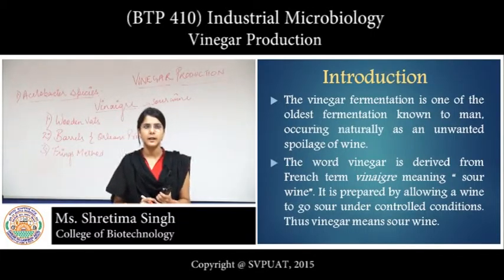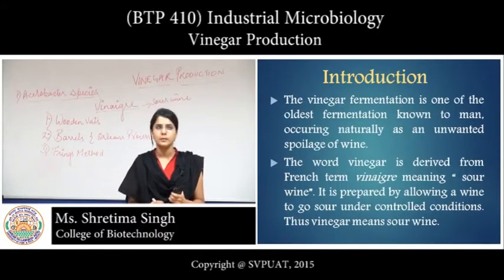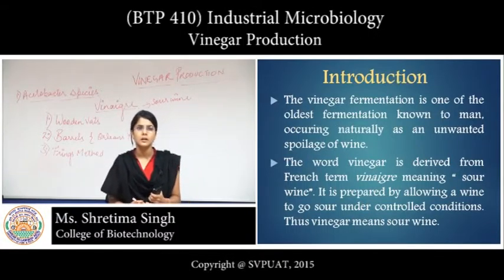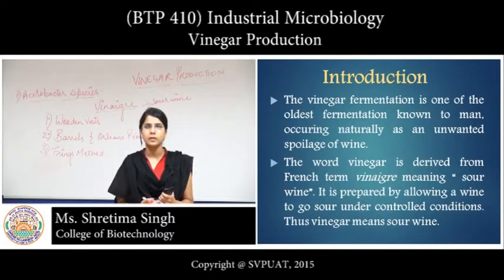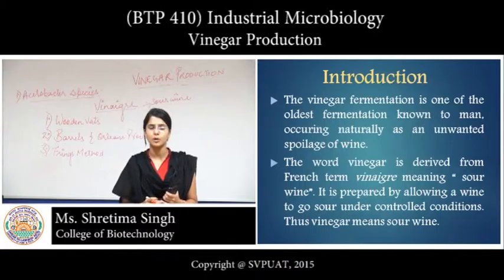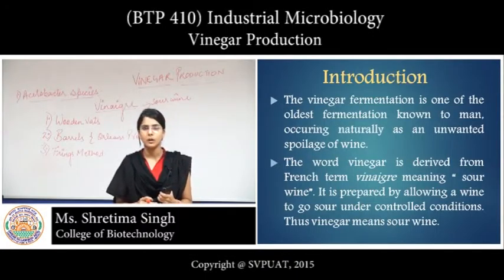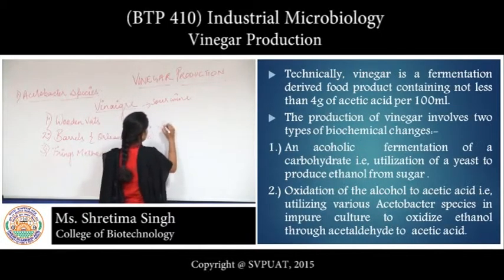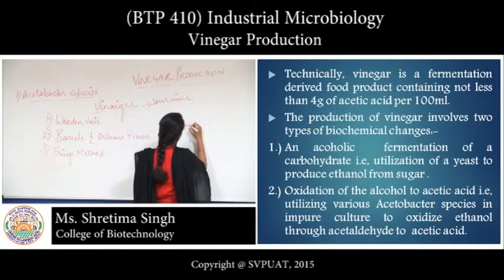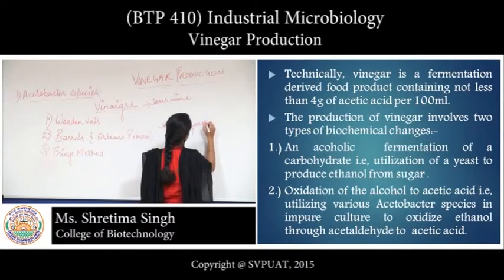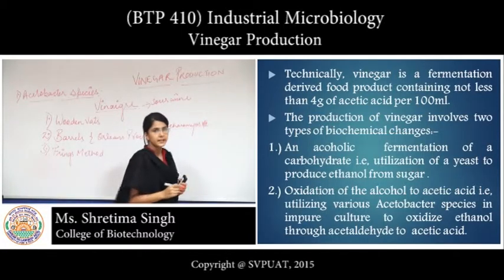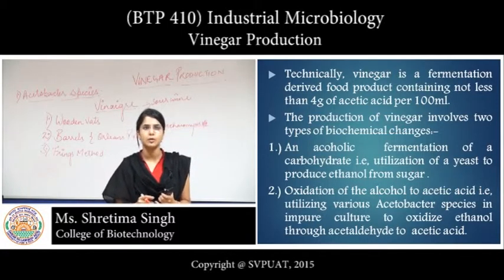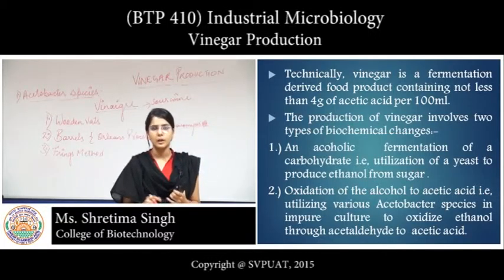Now, the biochemical reactions that occur in the production of vinegar: there are basically two types of biochemical changes, or two types of fermentation. The first biochemical change is the alcoholic fermentation of carbohydrates, that is, the utilization of yeast, mainly Saccharomyces species, for the fermentation of alcohol. The second biochemical change is the oxidation of alcohol into acetic acid.